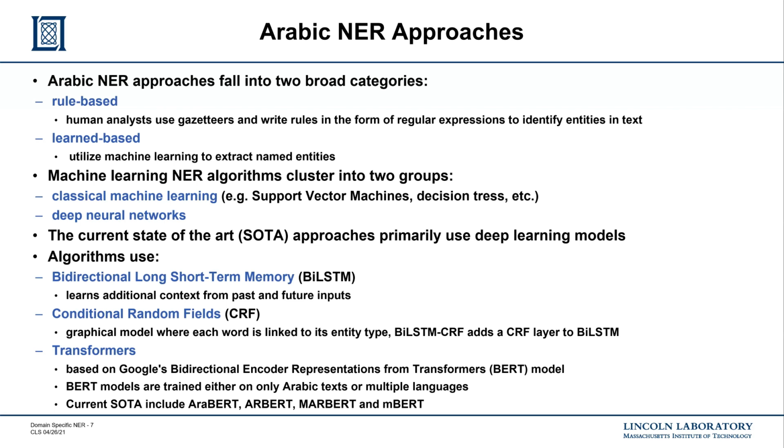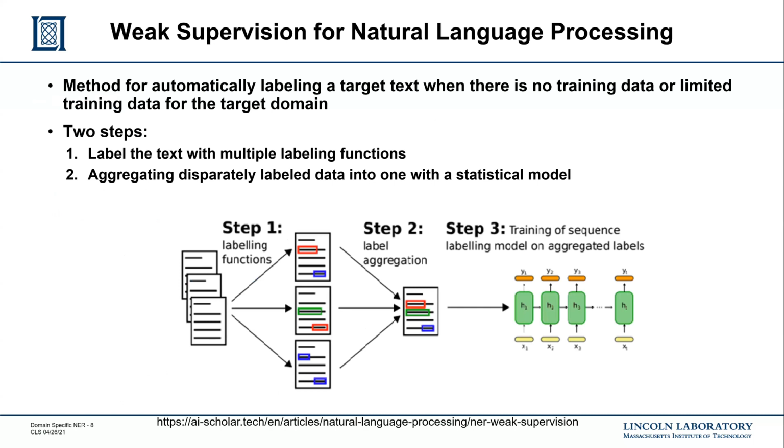There's been lots of progress in this field. New things come up all the time, but traditionally they're based on Google's Bidirectional Encoder Representations from Transformers, or the BERT model. And there's lots of variations of BERT models, AraBERT, multilingual BERT for multiple languages, and so on. So those are some of the important model types.